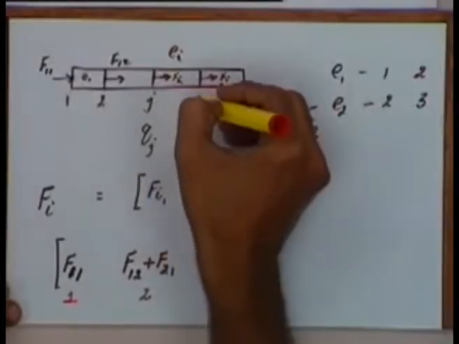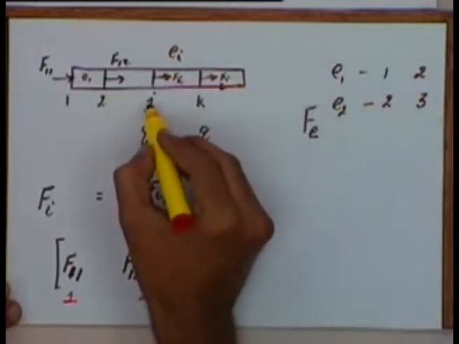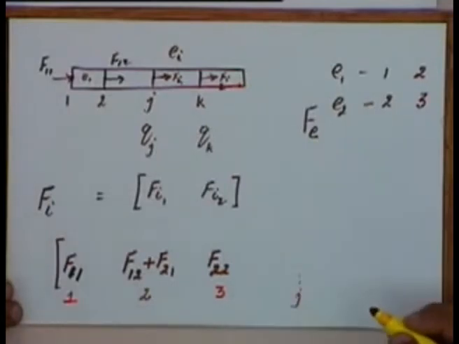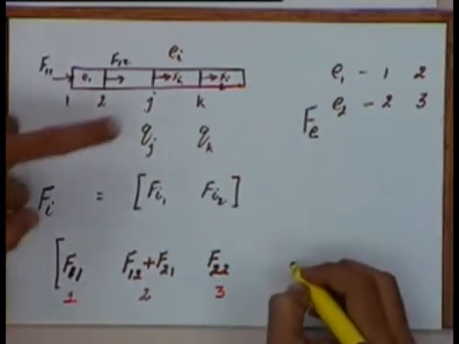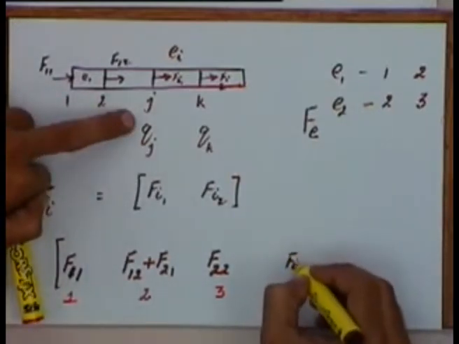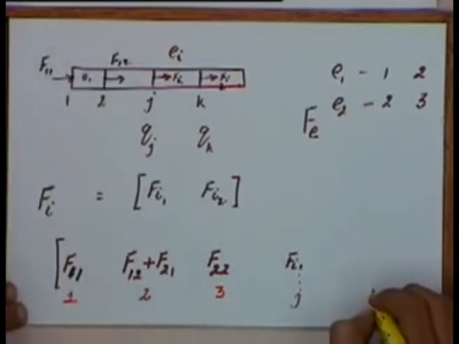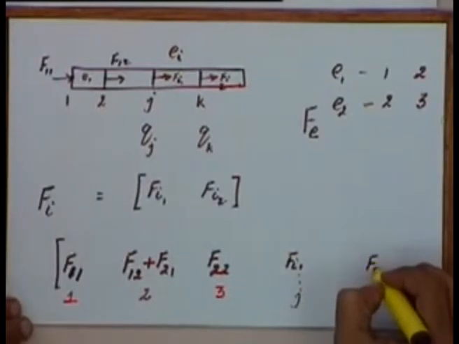The first node here is node number J and the second node is node number K. Okay. If my first node is node number J, what I will do is I will take up the jth term over here, and in the jth term I will add Fi1. Okay, and in the kth term I will add Fi2.